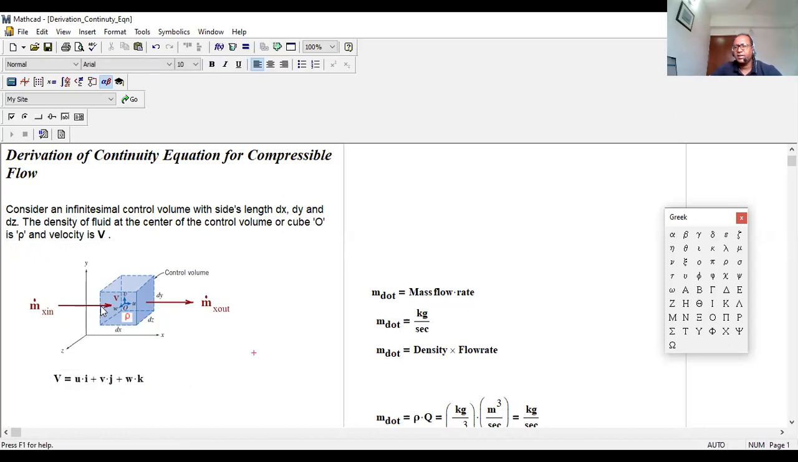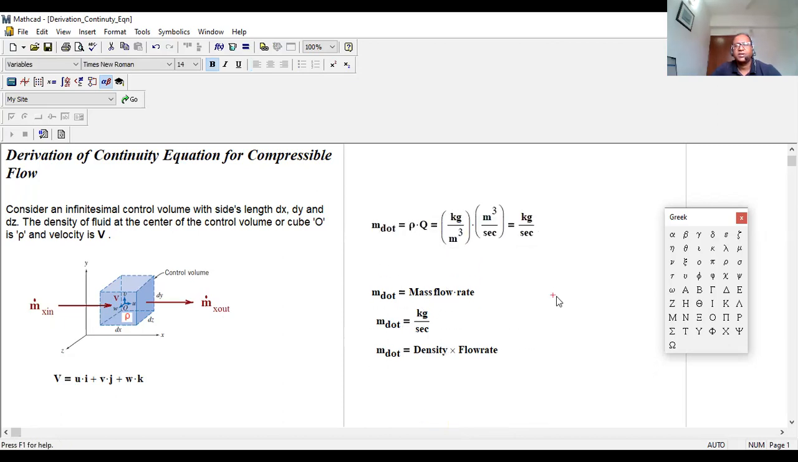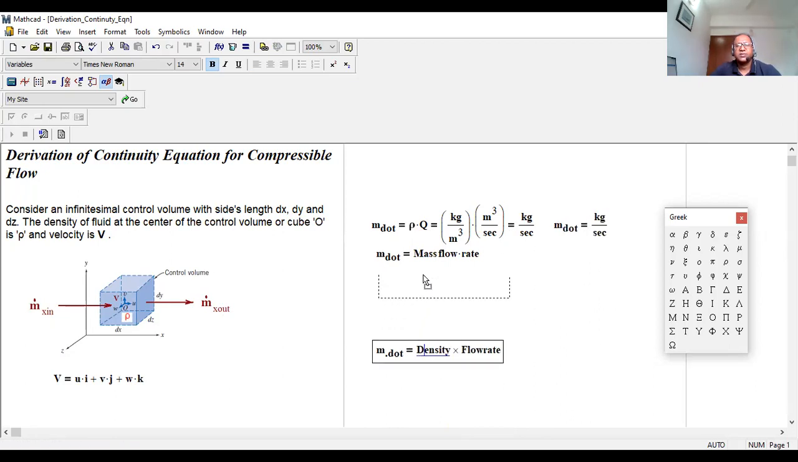So right over here, along the x-axis, some mass enters the control volume and some mass goes out. And what will be the mass deposited inside the control volume? You can say m in minus m out, right? And right over here, I try to show you that if you multiply q by rho, you get m dot. That's showing the units. And m dot is called the mass flow rate, with units of kg per second.